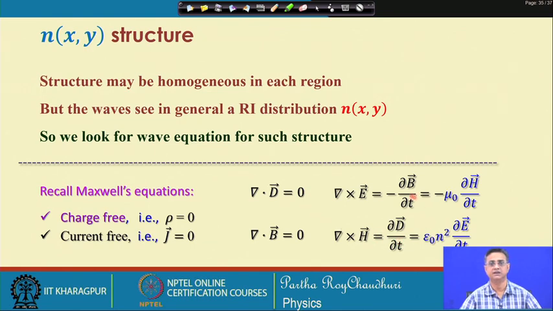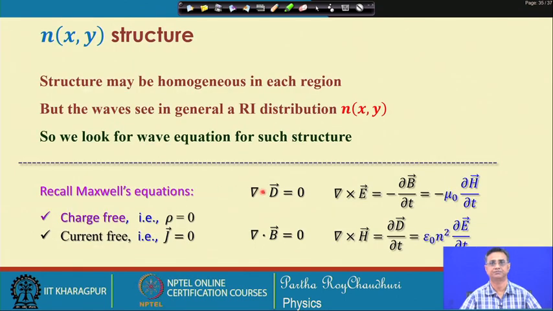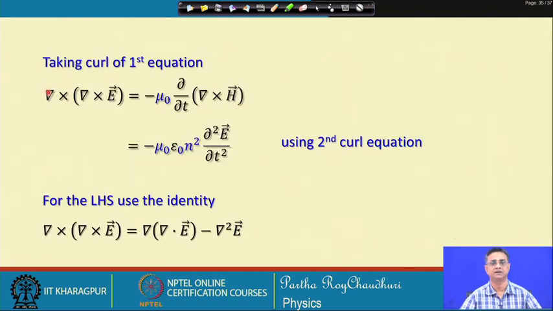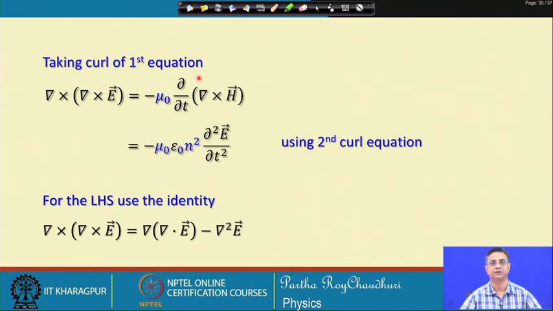So, this is how we start with the 4 Maxwell's equations, and if you take the curl of the first equation, that is del cross E, you can write this curl of E as equal to minus mu naught del t of del cross H. But this del cross H is again given by the second curl equation, that is equal to epsilon n square del E del t. So, if I substitute, we can write that del cross del cross E is equal to minus mu naught epsilon naught n square del square E del t square.